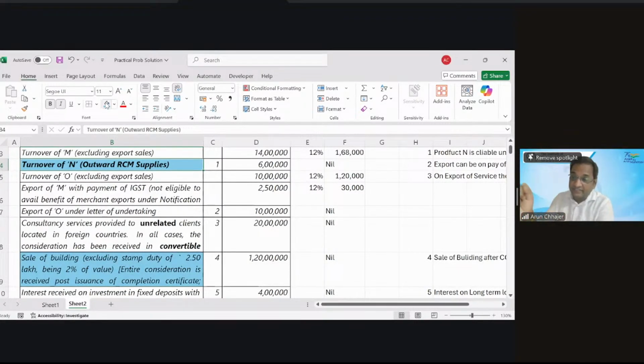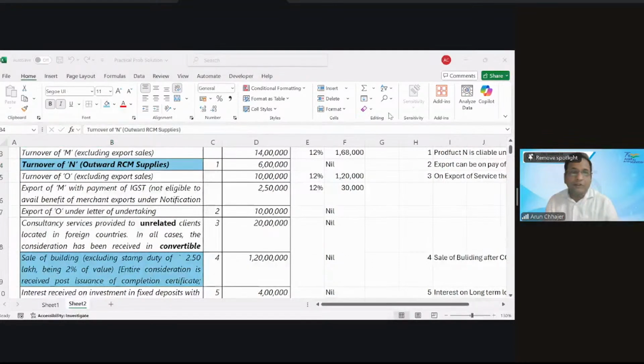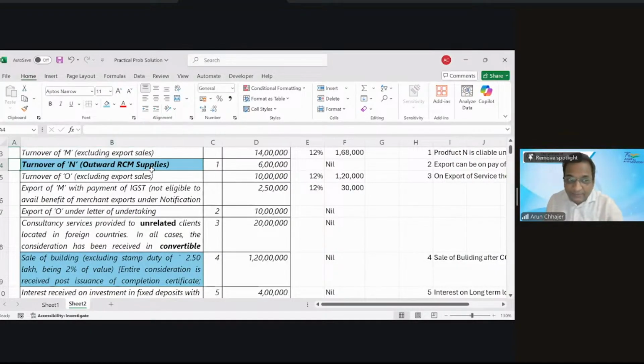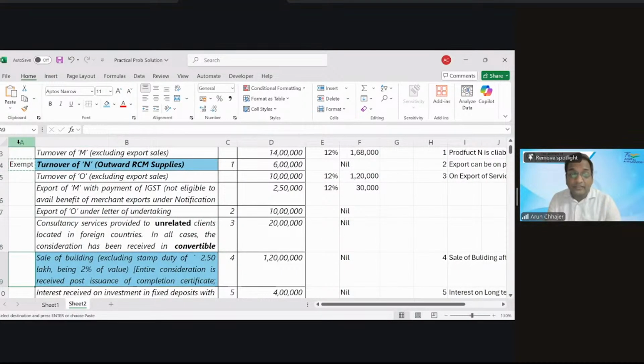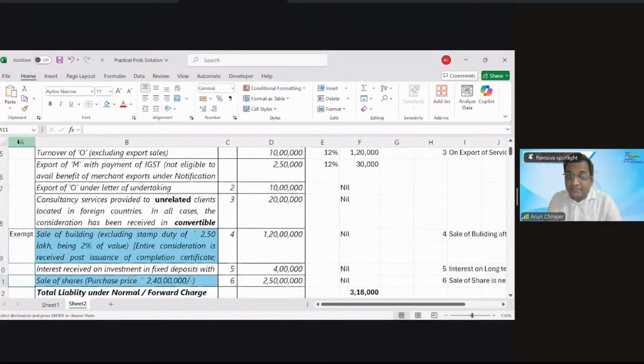Just giving the hint. Go to section 17 subsection 3. We all know that as per 17 subsection 3, it is considered as exempt supply, and therefore it requires the proportionate reversal of ITC.